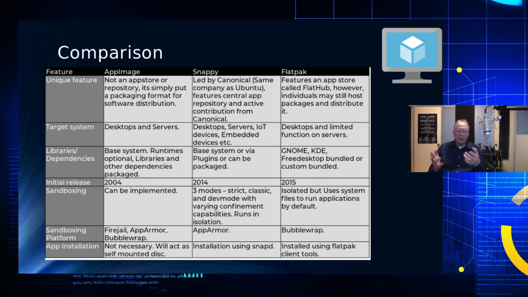As far as application installation, for AppImages it's not necessary. You don't have to do anything other than download it and then change it to executable. For Snappy, well, snapd has to be running, but you can just use the snap command to download and install it. Flatpaks are installed using the Flatpak client.